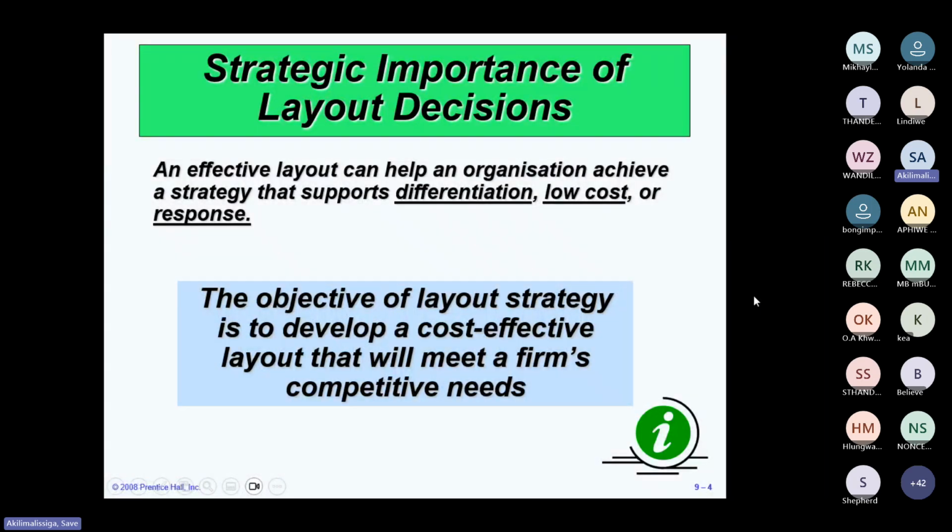So, strategic importance of layout decisions. It says an effective layout can help an organization achieve a strategy that supports differentiation, low cost, or response. For those who were here during the first semester, we touched base on these three concepts, or you can also call them strategies, right? We talked about differentiation, providing a product that is unique from the competitor's product. We talked about low cost, affordable products or services, and response: how does the company respond to changes in the market, the demand, in terms of supplying products or services to customers?